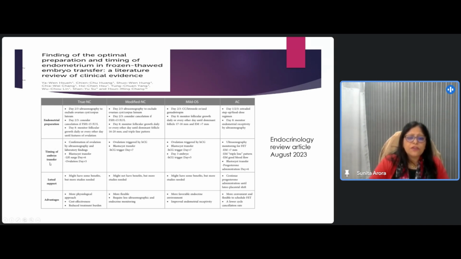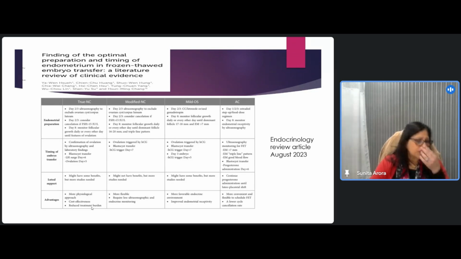Then how about the timing of embryo transfer? Confirmation of ovulation by ultrasound or by LH surge. And you can typically go for blastocyst transfer at LH surge plus 6 or ovulation day plus 5. Now coming to whether luteal support in true natural cycles is needed or not. The literature says it might have some benefit but needs more studies. Advantages of natural cycle are that it is more physiological, cost effective, and there is a reduced treatment burden.